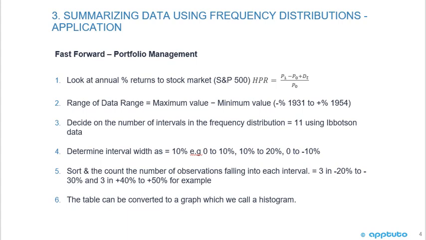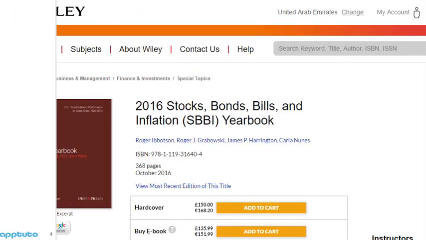For example, there are 3 years where the return fell into the range of negative 20% to negative 30%, and there were 3 years falling into the range of plus 40% to plus 50%. And then the table can be converted into a graph, and we call that a histogram.